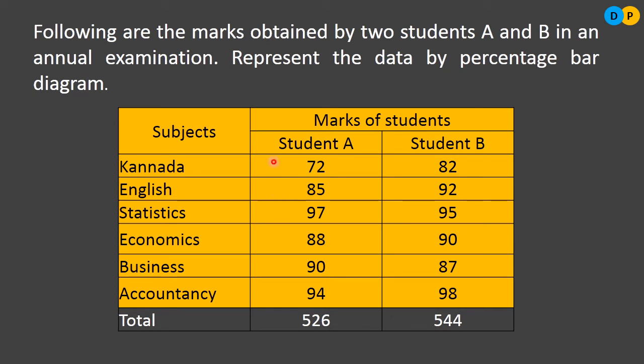Here in the table they have given marks of two students, student A and student B, of 6 subjects, and also they have given the total. The total, that is the whole magnitude, is very important here. In case they have not given it, then we need to add all the individual values to get the complete total of each student. Now let us solve this.